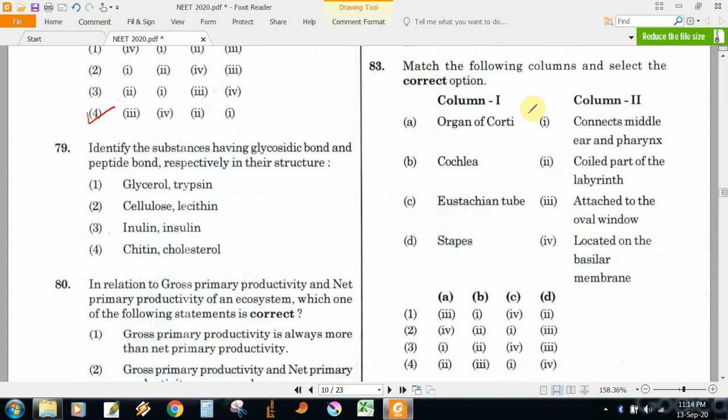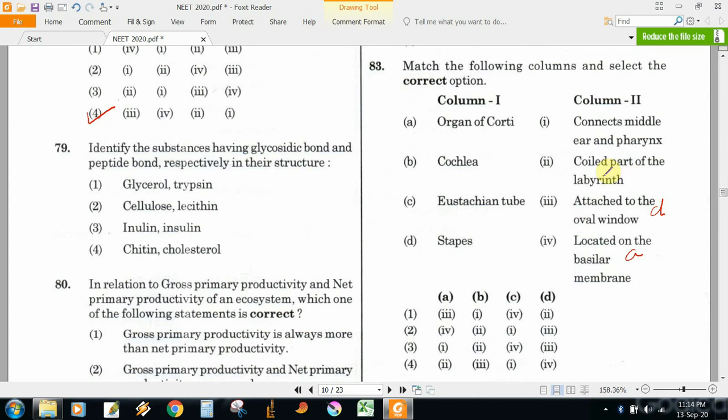Again, one more match the following. Column 1 we are having organ of Corti, next is cochlea, next is eustachian tube, last one is stapes. Column 2, the first one is connects middle ear and pharynx, called part of the labyrinth. Next is attached to the oval window, located on the basilar membrane. So it is organ of Corti. Attached to the oval window, we are having the stapes.